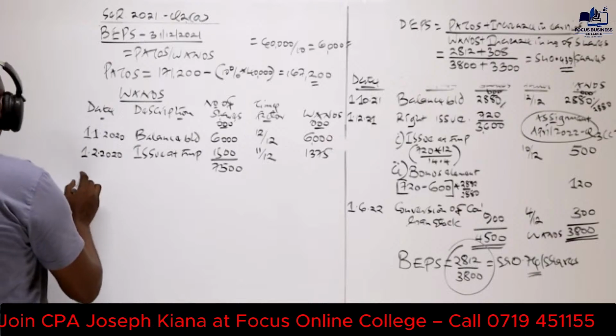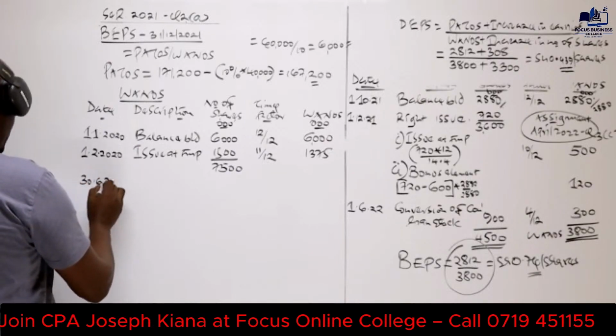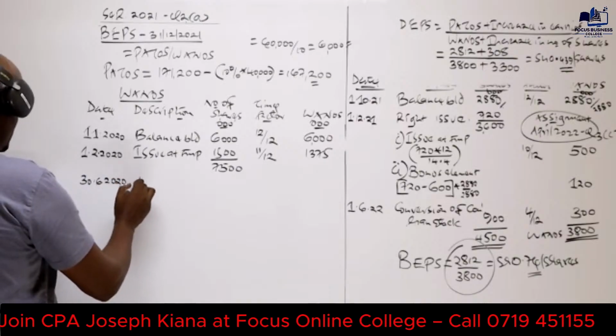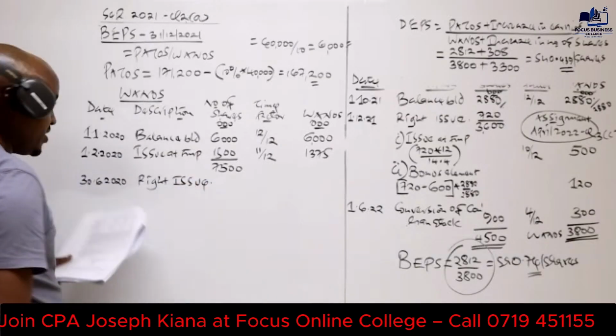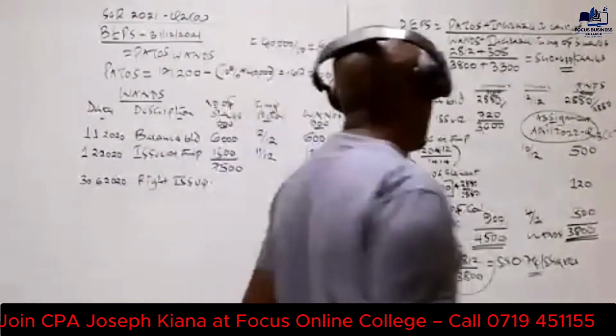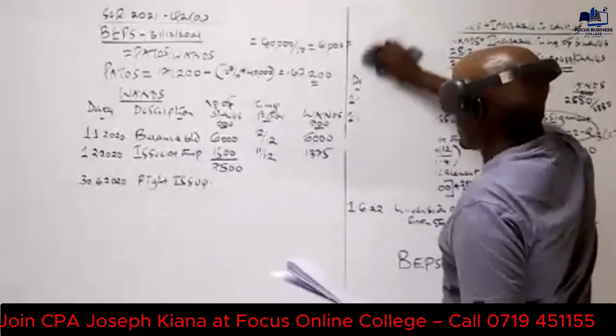Then from there, in note number 2, there was a rights issue. I hope you can see in all questions we have this concept of rights issue. On 30th of June 2020, there was a rights issue. We need to compute how many shares were issued during the rights issue, and what is the theoretical ex-rights price.